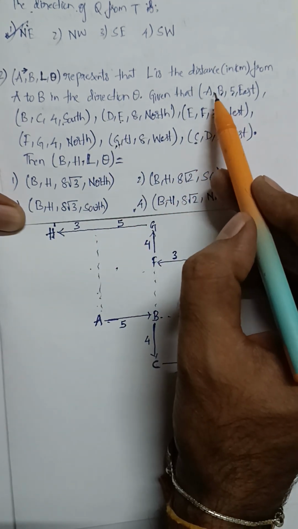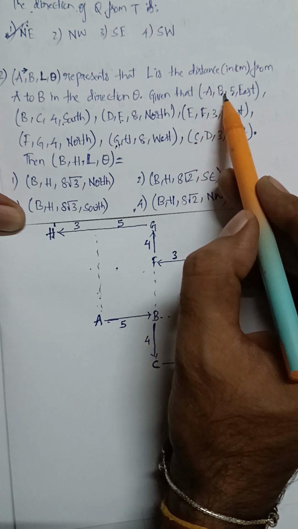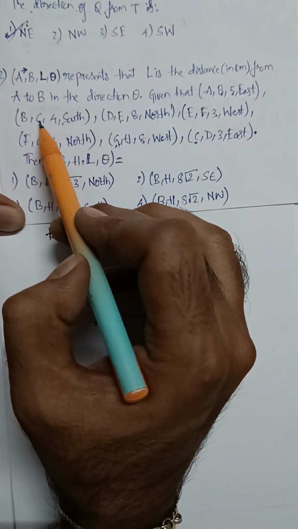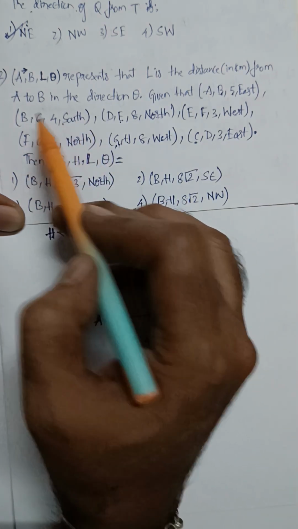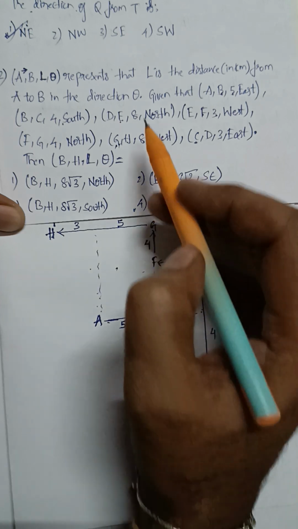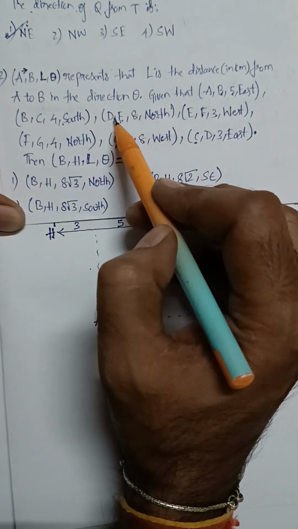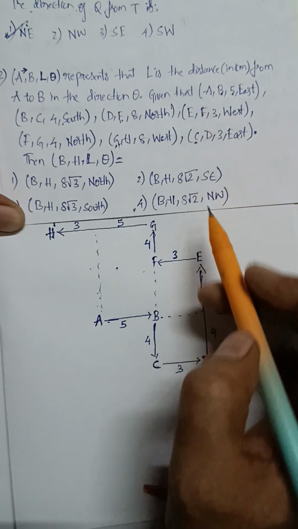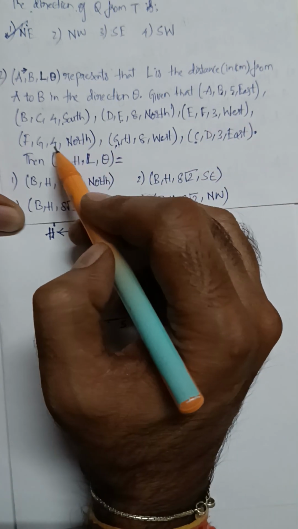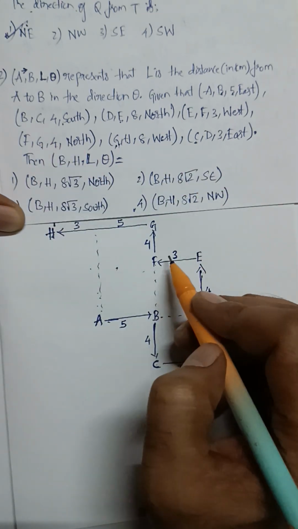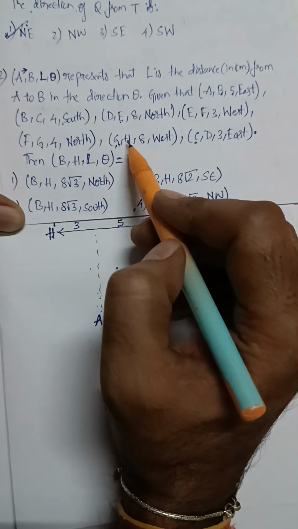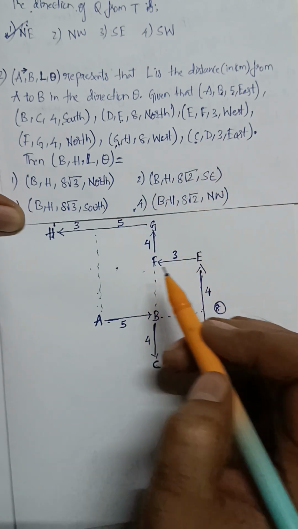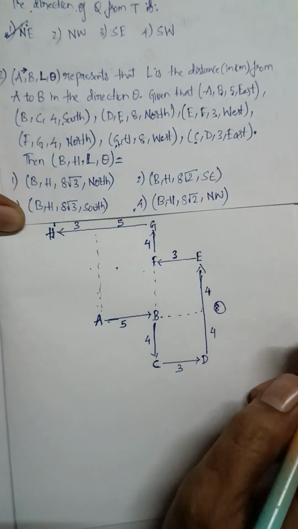Now we have completed all this data. B is 5 kilometers east of A. We have completed this also. C is 4 kilometers south of B. E is 8 kilometers north of D. F is 3 kilometers west of E. G is 4 kilometers north of F. H is 8 kilometers west of G. D is 3 kilometers east of C.